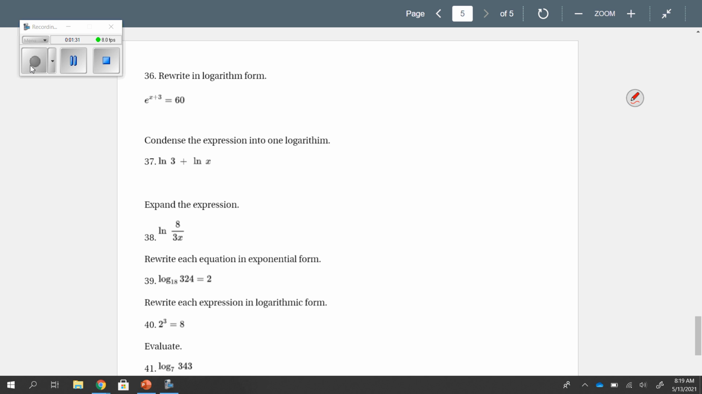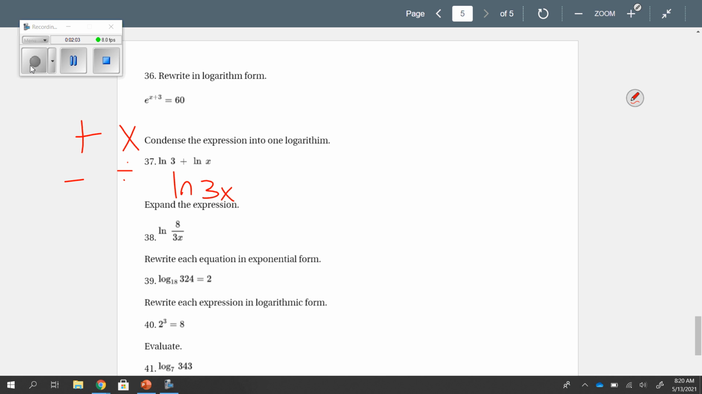All right, now it says condense the expression into one log, ln 3 plus ln x. Again, this was a test question. I grabbed these straight from the test I gave, all right? Remember, plus really means multiply, and minus really means divide. So we see it says ln 3 plus ln x. So we're going to condense. Condense means get smaller. The answer is just ln 3x. I don't know why this was hard, okay? This should not be hard.